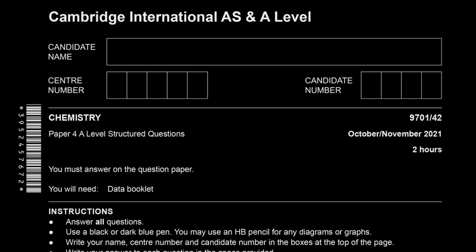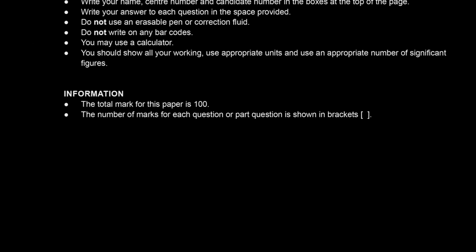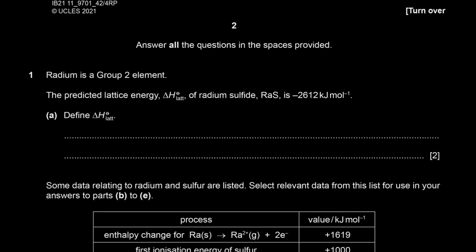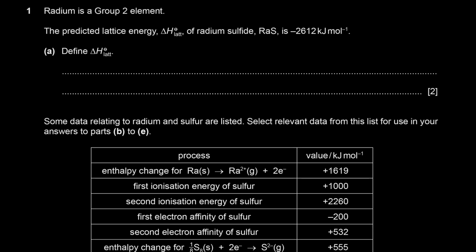All right, so again, the paper that we're solving here is October-November 2021, paper 42. Okay, and what we have over here is question number 1. Radium is a group 2 element. The predicted lattice energy of radium sulfide is negative 2612 kilojoules per mole. Define the lattice enthalpy.